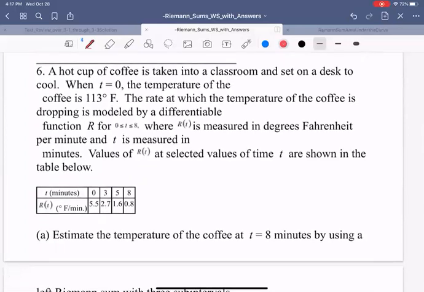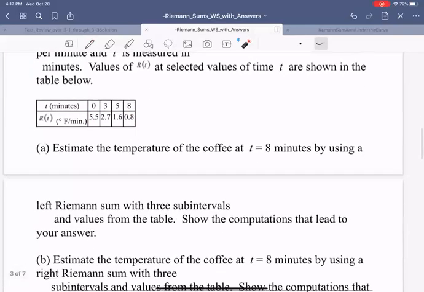Next question. The coffee is taken into the classroom and it's cooling down. The temperature is 113. The rate at which the temperature of the coffee is dropping is modeled by this, so all this is going down. They want us to estimate the temperature of the coffee at T equals 8 minutes by using a Riemann sum using 3 subintervals. Again, this is not guaranteed equal subintervals, so we have to watch out. So let's calculate the amount of temperature drop from the left.